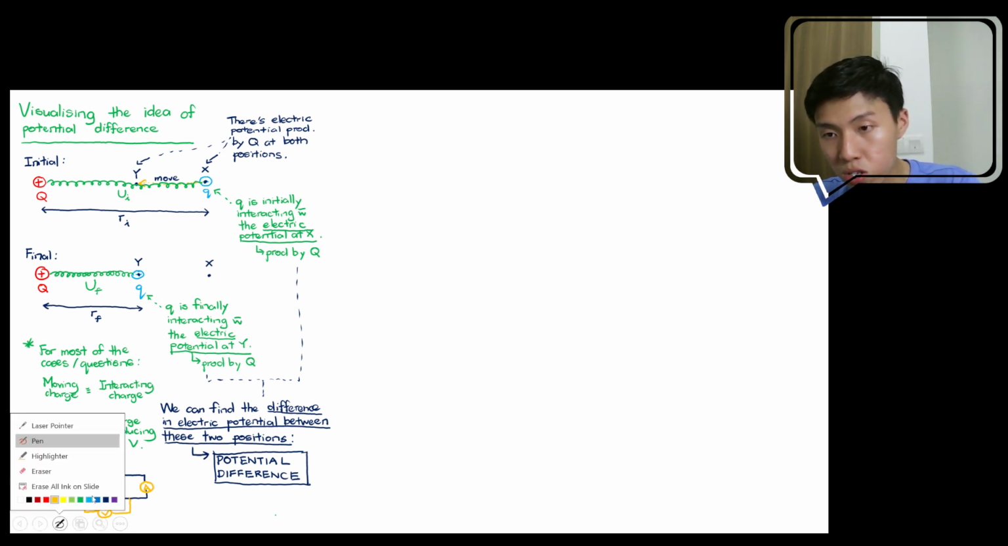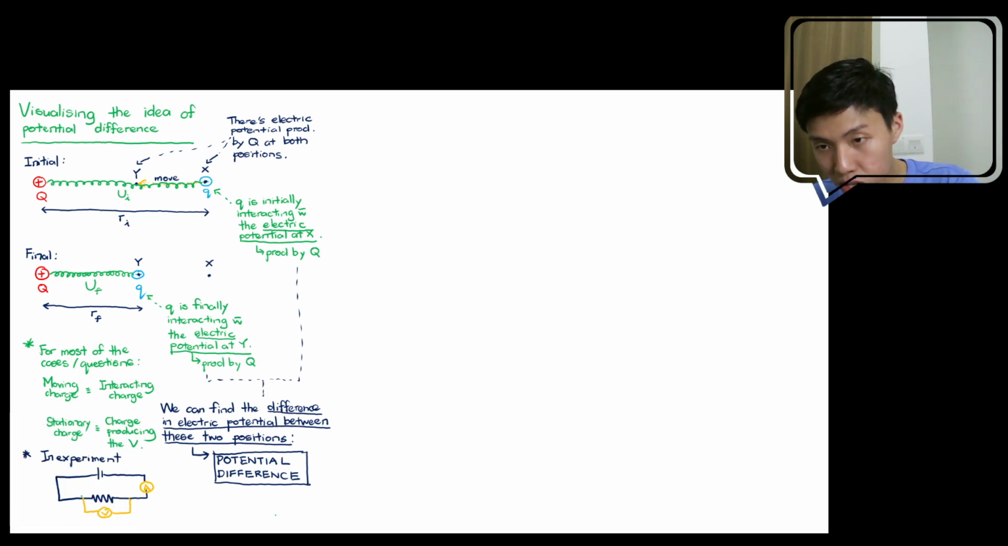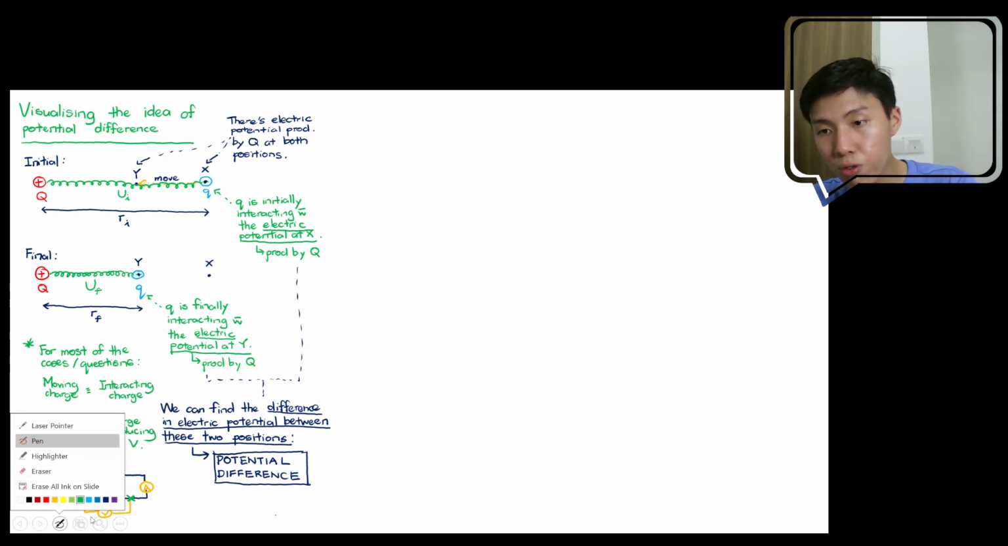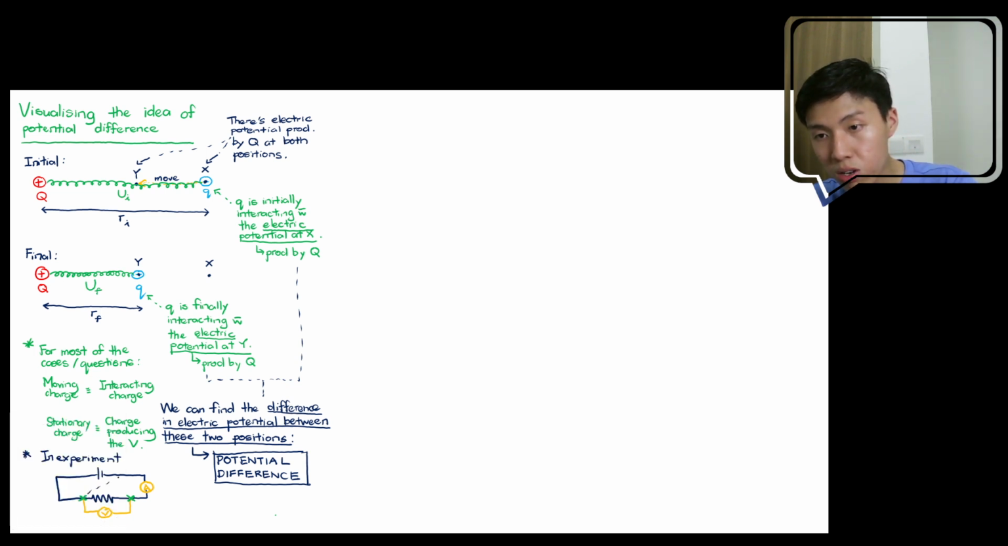So I hope you can see that the installation method of the voltmeter, which measures potential difference, is that it connects to the circuit at two different points. Why do you connect a voltmeter at two different points? It's because you're finding the difference in V between the two points. That's why you connect a voltmeter at two points of the circuit.